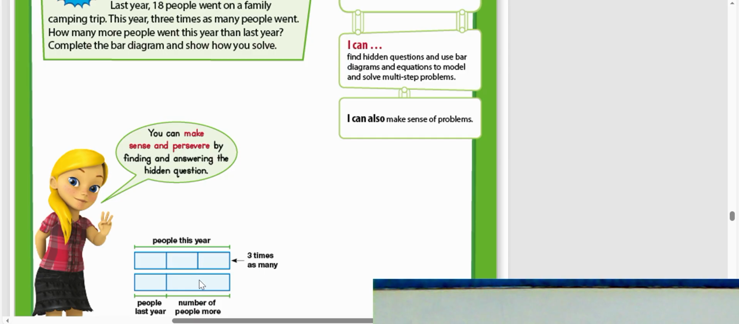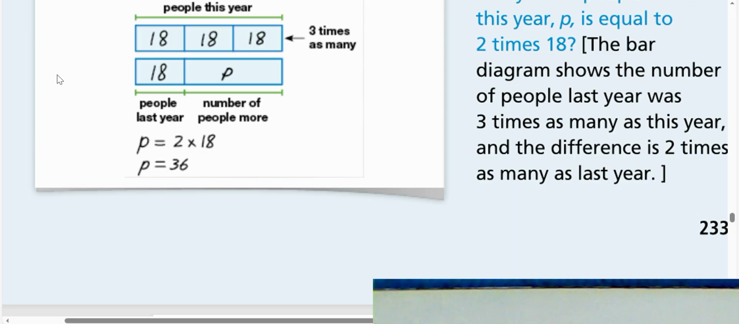Okay, we can use the people last year and the number of people more here. 18 plus 36 equals 54. Okay, if we want to find the increase, 18 plus what equals 54? It is 18 plus 36. You can also use this method to find the answer. Okay, 18 times 2 equals 36.